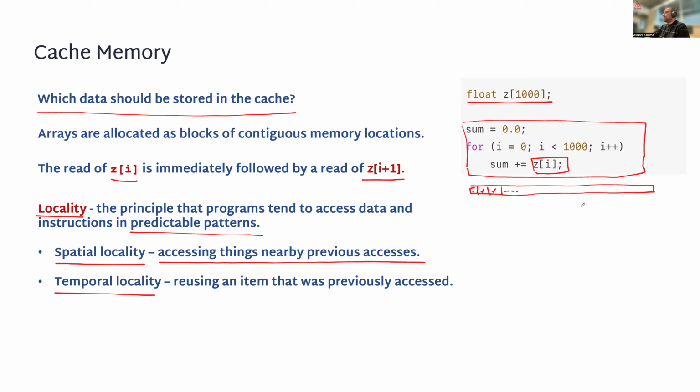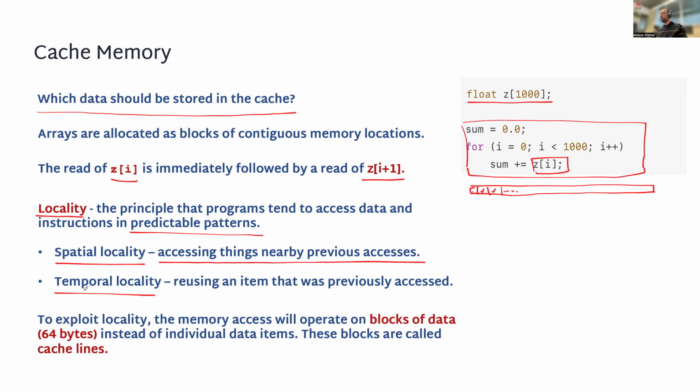It means if you get some data from the memory, you're going to use it in the future as well. So it is called temporal locality. Spatial locality and temporal locality are quite important when you're working with cache memories, and cache memories benefit from the concept of locality. So to exploit it, memory accesses, when you work with caches, operate on blocks of data instead of individual data items.